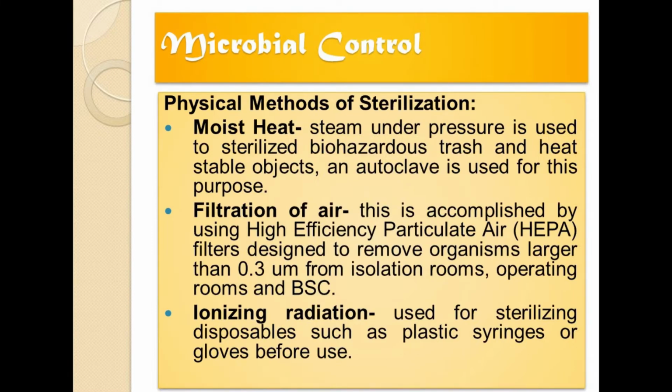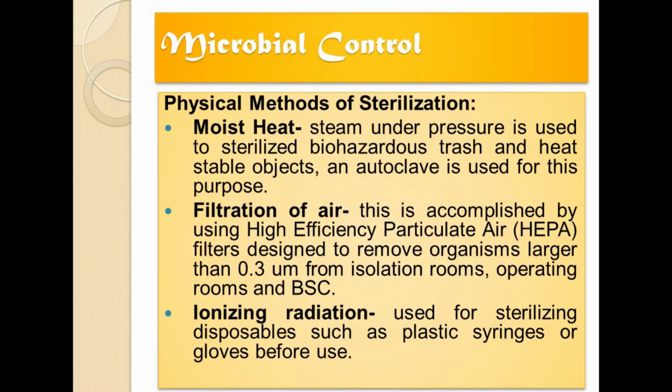There are different methods in controlling microbial control. Number one, the physical methods of sterilization. Let's talk about moist heat. When we talk about moist heat, this is steam under pressure. This is used to sterilize biohazardous trash and heat-stable objects. An autoclave is used for this purpose. Please take note that in moist heat, we are using an autoclave for sterilization.